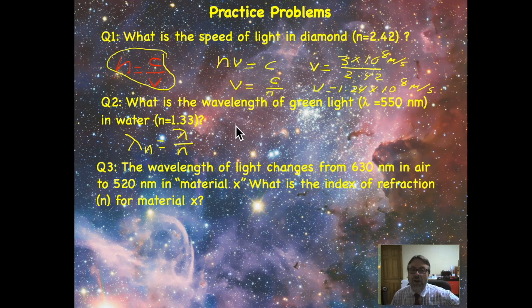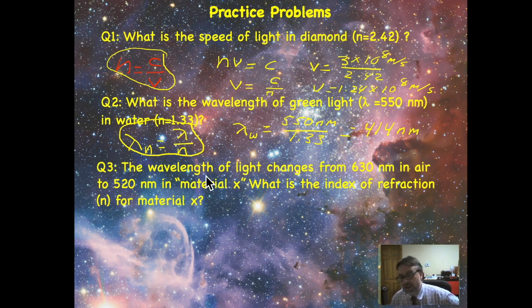So if I want to know the wavelength in the water, all you need to do is take the wavelength in air, which is 550 nanometers, and divide by the index of refraction of the water, which is 1.33. And then what I'll find is, as the light enters the water, the wavelength will change to 414 nanometers. And there you go. Okay, easy. So this is another handy equation to know. The wavelength in any material is the wavelength in air divided by the index of refraction.